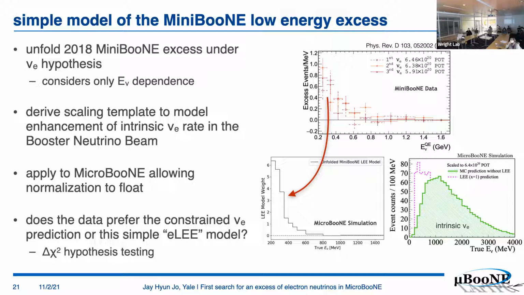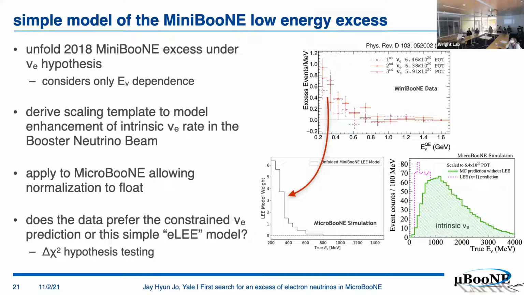So what we do is unfold the MiniBooNE result under the LEE hypothesis, basically coming from the electron neutrinos. But we are only considering the energy space. I showed you that there is also the axis in the angle, but we are not considering that here. So we are only considering the energy dependence. Then we derive the scaling template to model this enhancement at low energy of the intrinsic nue rate in the BNB, and we apply it to MicroBooNE just like this. And this is the simulated true energy of the neutrinos. So basically, we unfold this into our MicroBooNE simulation.